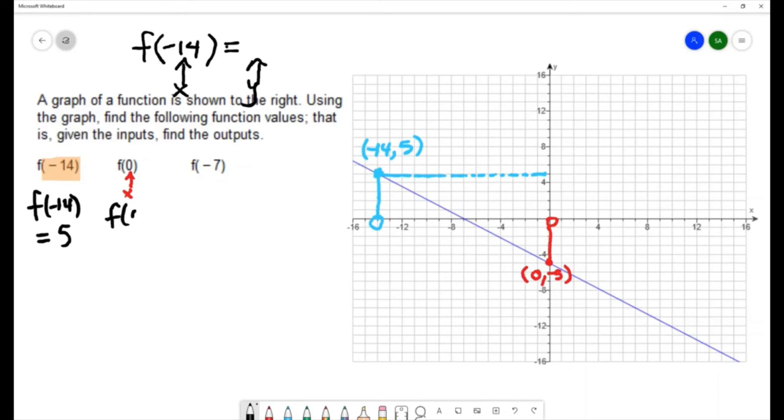So we have f of 0 equaling -5. The last one we have here is f of -7. -7 is our x. We want to find an ordered pair on the graph with an x-coordinate of -7. And that would be right here. That ordered pair is on the line. It has an x-coordinate of -7. We can see that it has a y-coordinate of 0. So f of -7 is 0.